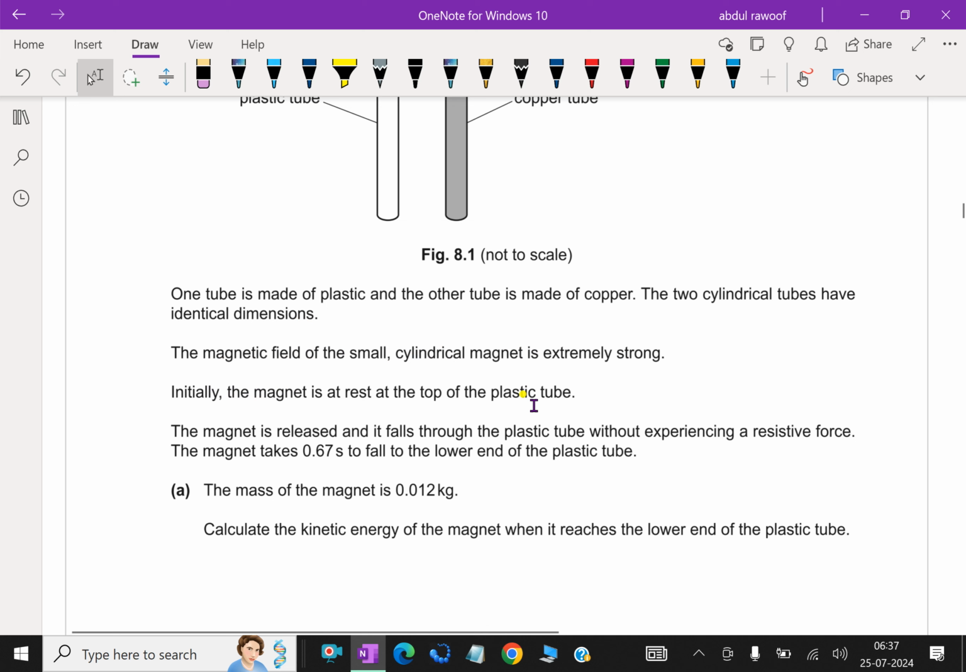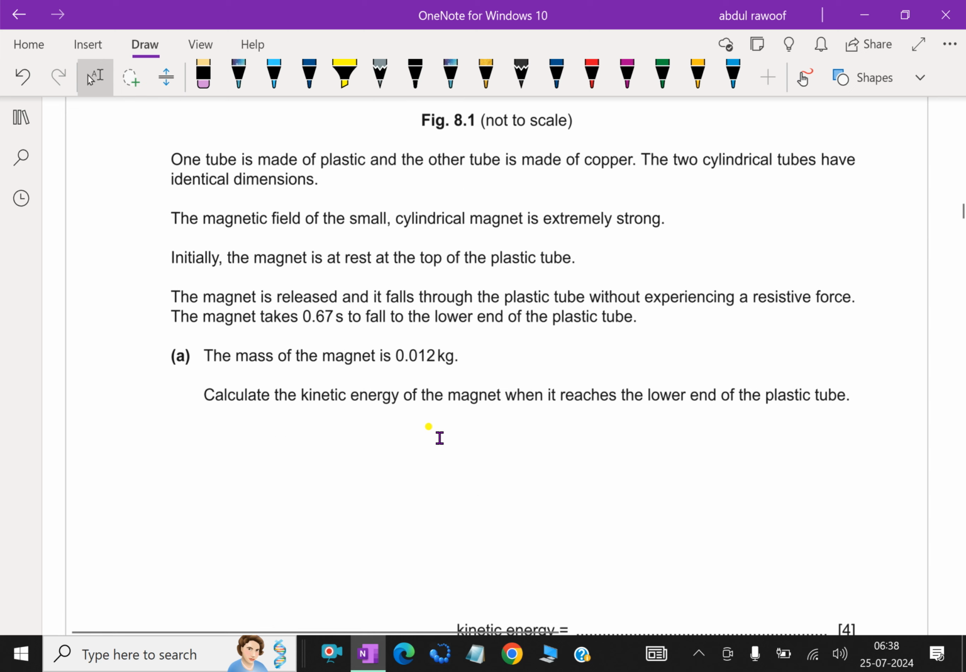Initially, the magnet is at rest at the top of the plastic tube. The magnet is released and it falls through the plastic tube without experiencing resistive forces. The magnet takes 0.67 seconds to fall to the lower end of the plastic tube. First, the mass of the magnet is 0.012 kg. Calculate the kinetic energy of the magnet when it reaches the lower end of the plastic tube.